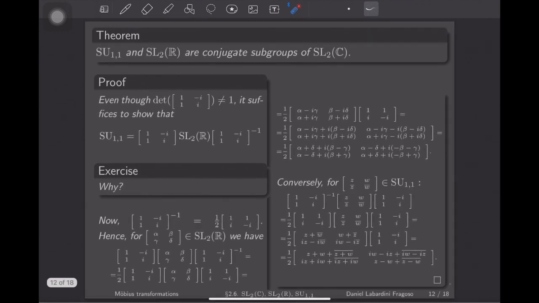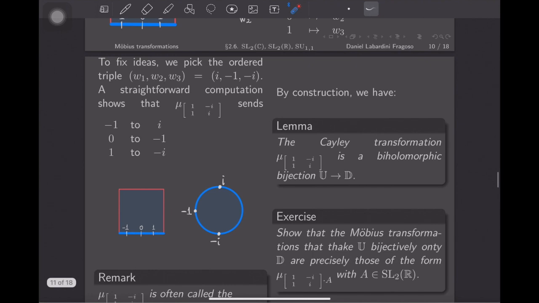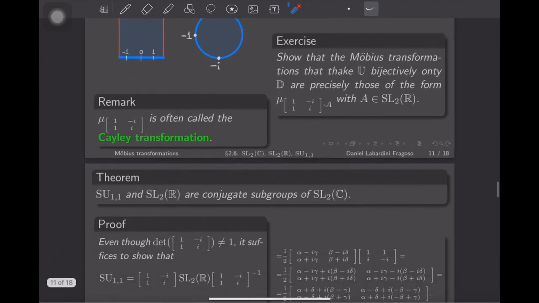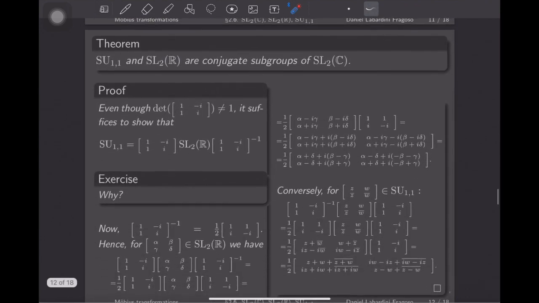Now, the proof really becomes just matrix computations. For the proof, you see this matrix, the matrix precisely giving rise to the Cayley transformation. It of course doesn't have determinant 1, so it doesn't live in SL2C. But the first thing to notice is that even though it doesn't live in SL2C, if one shows this equality, then this one and this one are conjugate in SL2C.